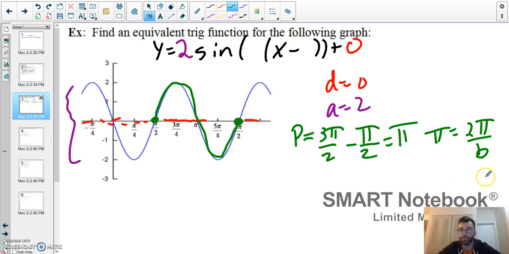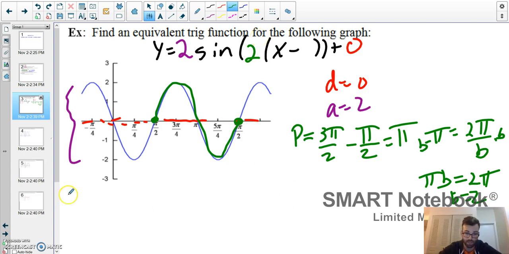Some of you may be able to do this in your head. 2 pi divided by what gives me 1 pi? Or you could think about multiplying both sides by b, so pi times b equals 2 pi. Then b would have to be 2, if I divide both sides by pi. So my b value is 2.